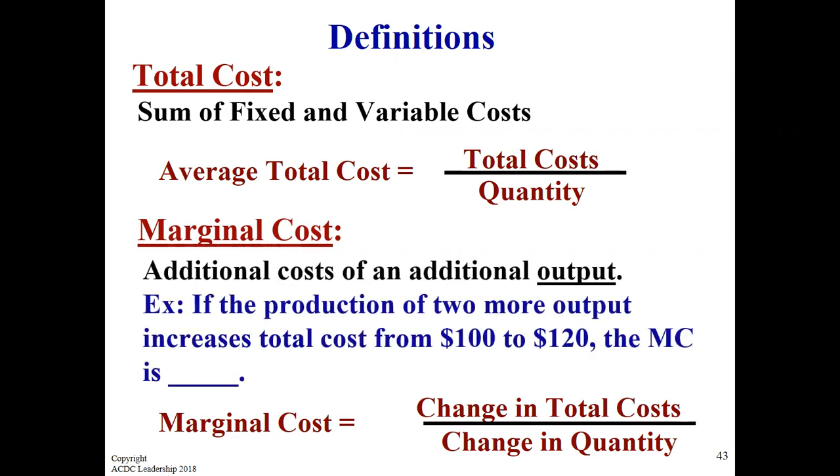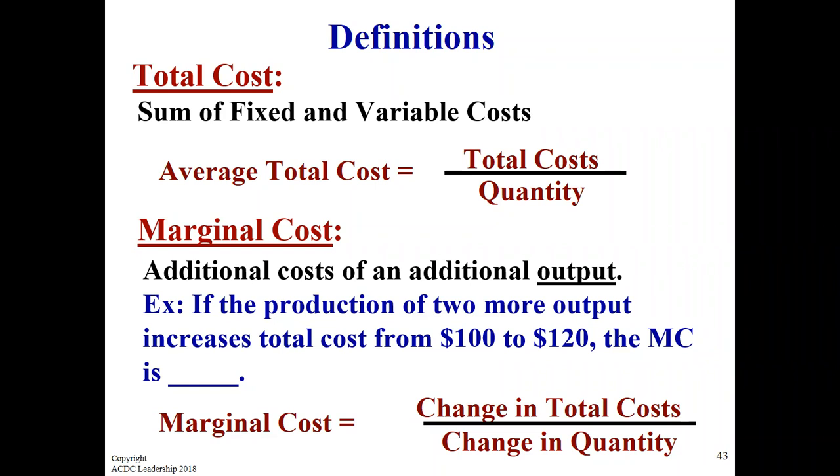Now, marginal cost, this is one that I don't think we defined. It is the additional cost of additional output. So the marginal cost is how much does it cost to make one more pizza? How much does it cost to make one more jacket? So Will, you got the marginal cost formula, right?